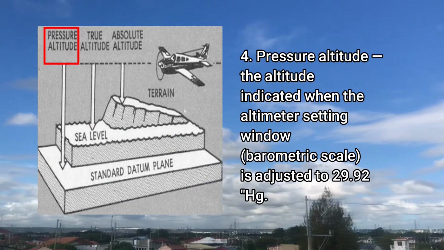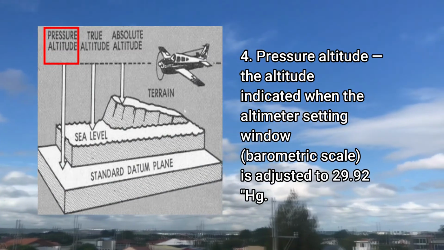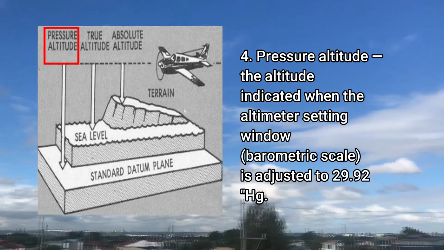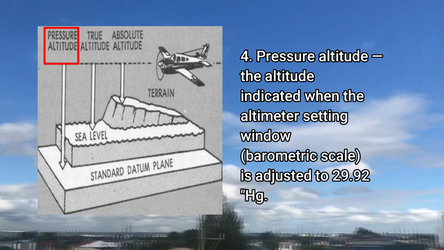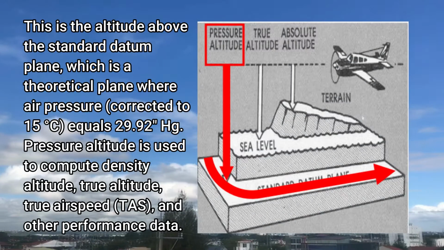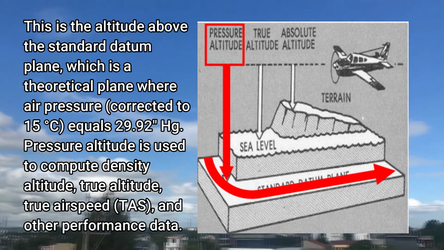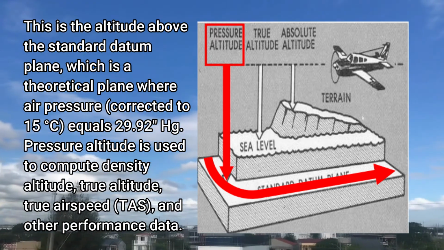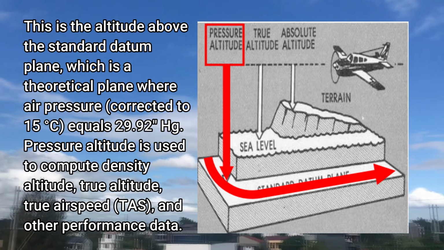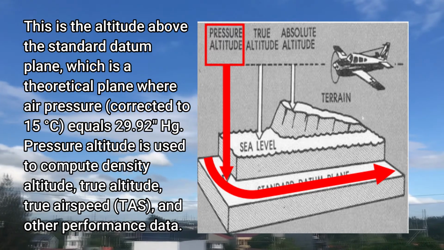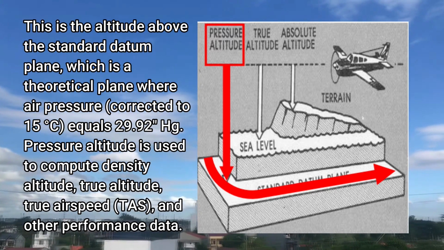4. Pressure altitude, the altitude indicated when the altimeter setting window barometric scale is adjusted to 29.92 inches of mercury. This is the altitude above the standard datum plane, which is a theoretical plane where air pressure equals 29.92 inches of mercury. Pressure altitude is used to compute density altitude, true airspeed, and other performance data.